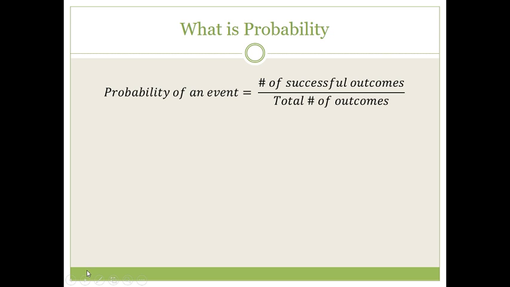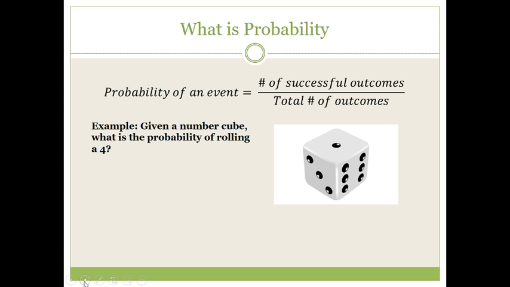What is probability? Well, probability is basically the odds or the chances that some kind of event will happen. We define it mathematically as the probability of an event is the number of successful outcomes, the number of ways something can happen, divided by the total number of outcomes. So that might be more easily explained by an example.